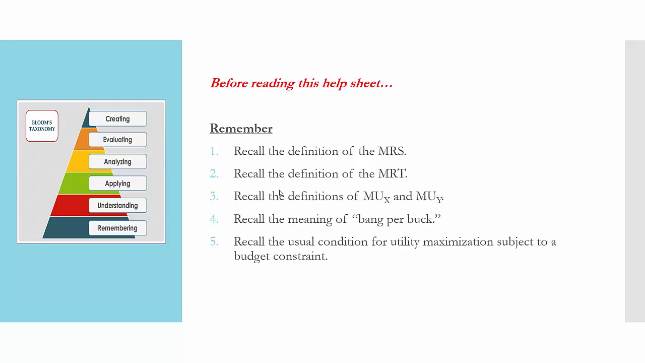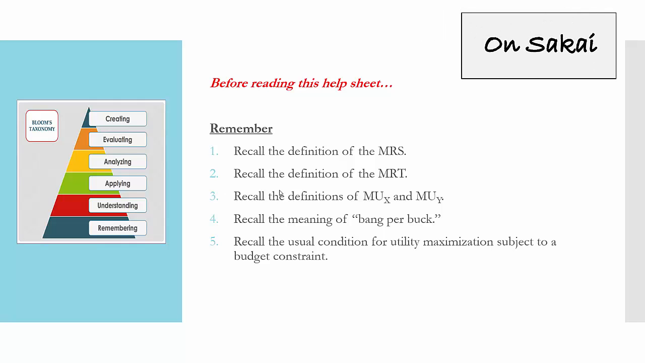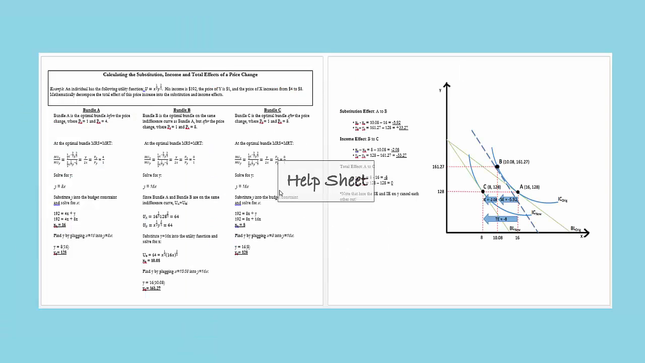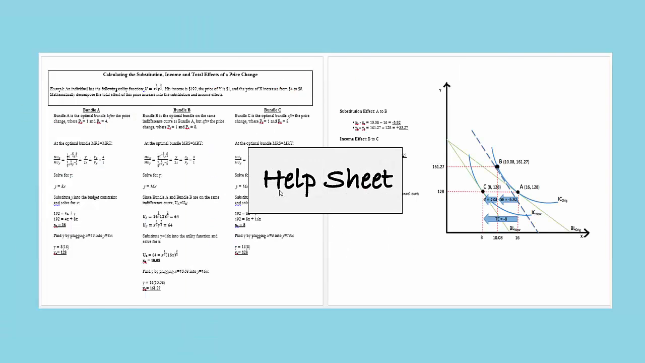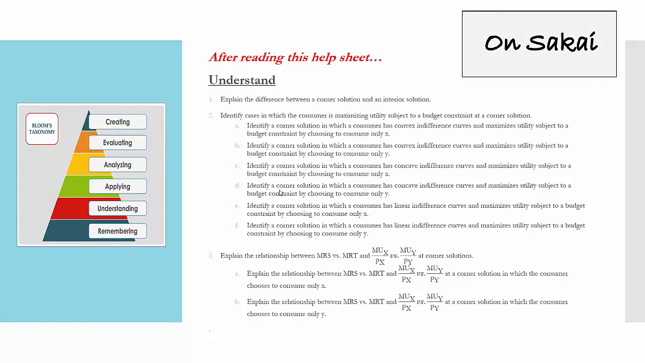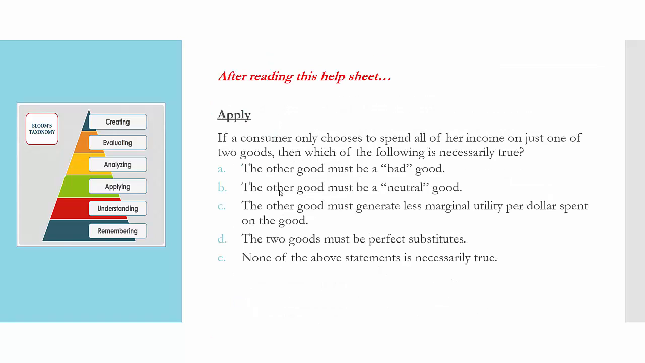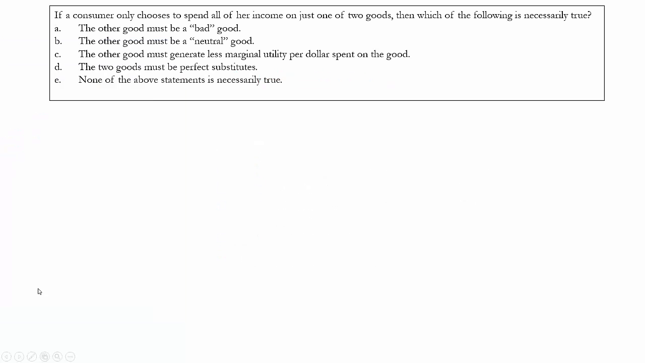Before reading the help sheet, make sure you can recall the definitions and concepts listed here. This list and the others in the video is posted on Sakai. Now you're ready to read the help sheet. After you do that, be sure you can explain and identify all of the concepts listed here. This is part of the understanding. After that, you're ready to apply these concepts. Let's get some practice by working through this problem.